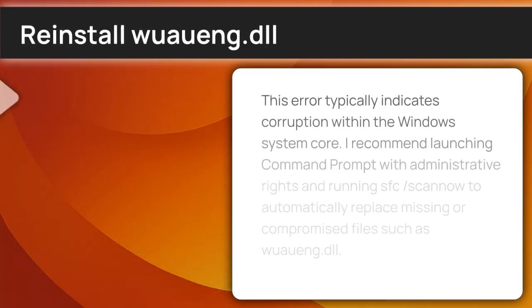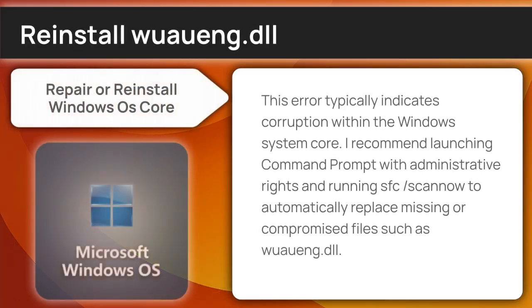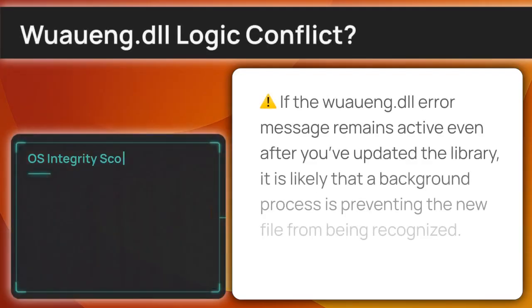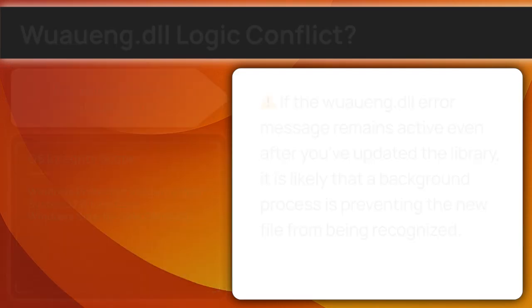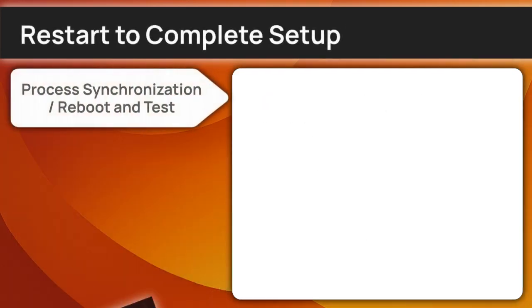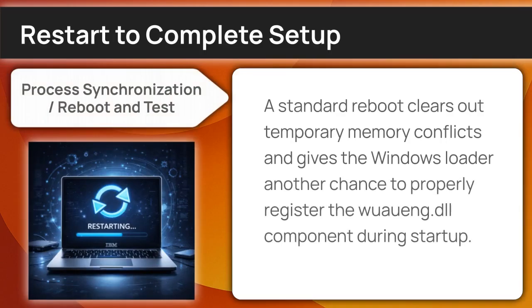This error typically indicates corruption within the Windows system core. I recommend launching Command Prompt with administrative rights and running sfc /scannow to automatically replace missing or compromised files, such as Wuaueng.dll. When a fresh installer fails to clear the error, it typically points toward a deeper conflict within the Windows execution layer. A standard restart allows the Windows bootloader to rescan your system directories and potentially recognize an unregistered Wuaueng engine component.